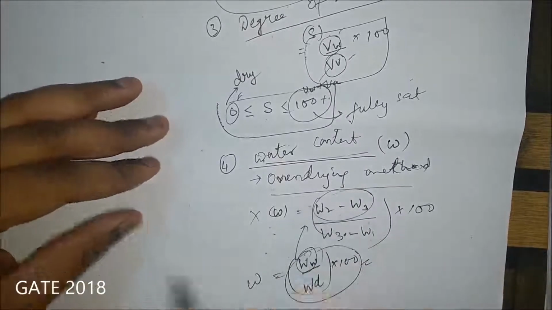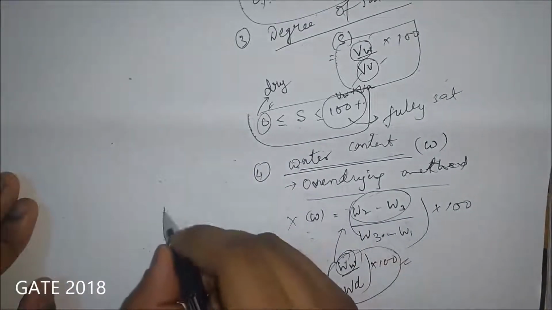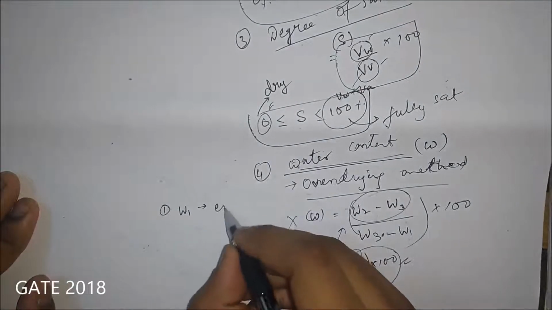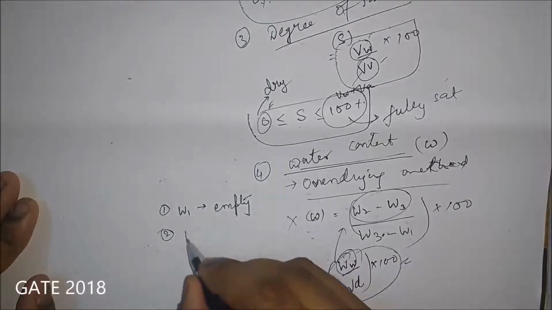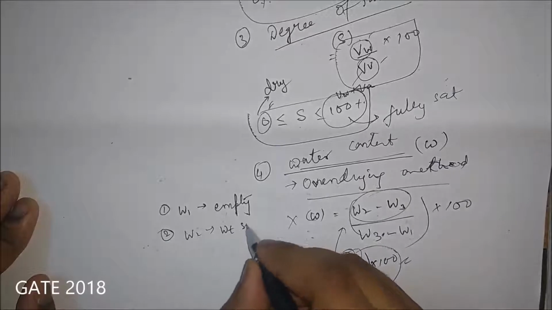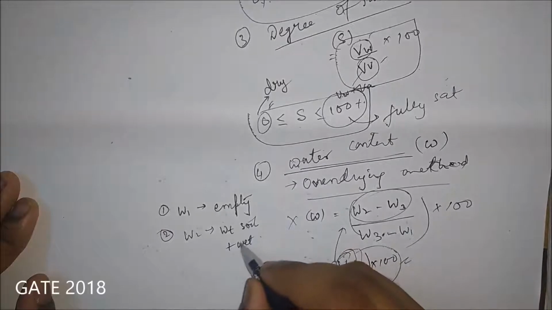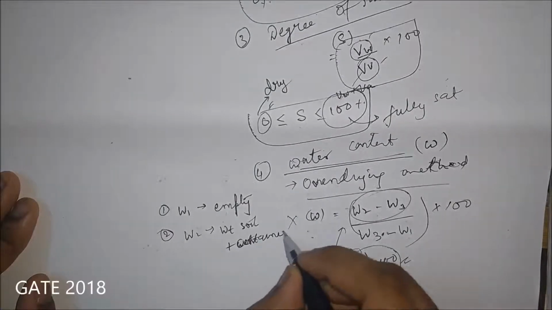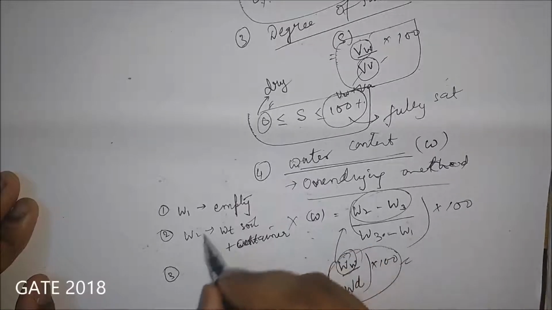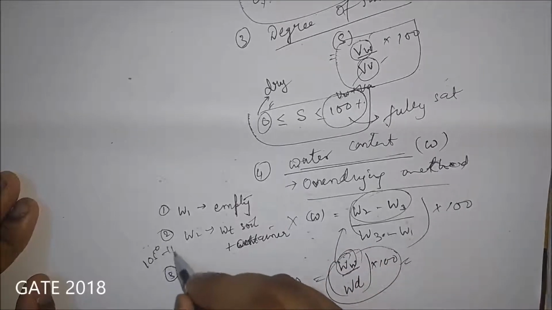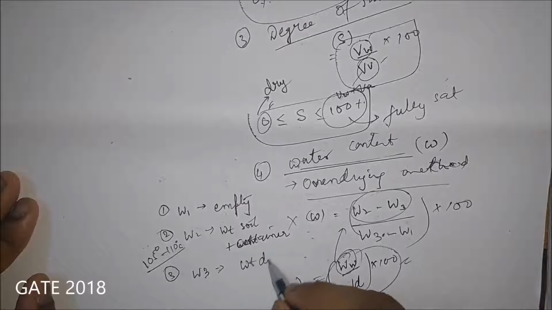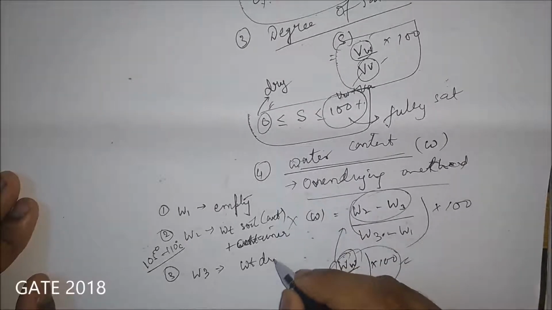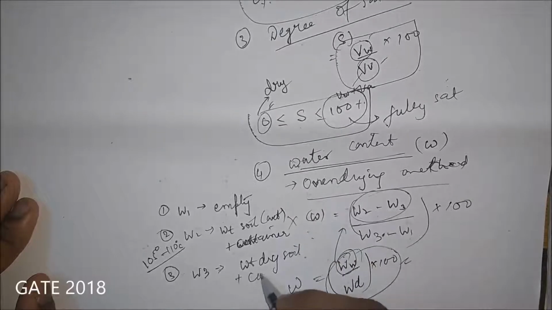Okay, now in that case I am defining 3 terms. First, W1 is the weight of the empty container. I'll take a container. W2 will be weight of the soil plus wet soil, weight of the soil plus the container, and third will be, I'll be drying it in an oven for this much temperature. So W3 will be weight of dry soil. This soil is wet. This soil will be weight of dry soil plus the container.